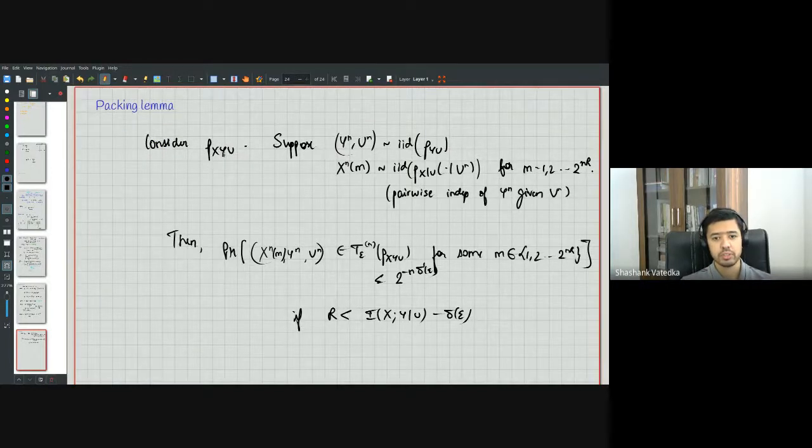Suppose you have some joint distribution p(x,y,u). I'm also introducing a new random variable U, and let us suppose that y^n and u^n are i.i.d. p(y,u). And I generate M random vectors i.i.d. according to p(x given u). Now conditioned on the u^n sequence, x^n and y^n are independent.